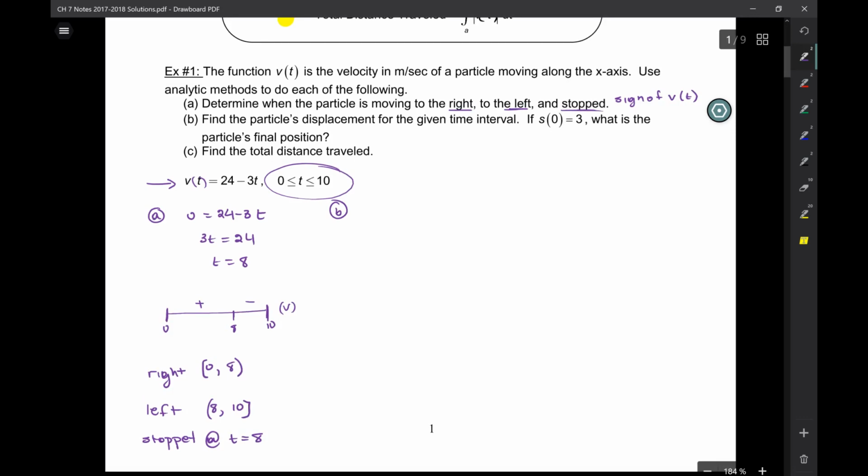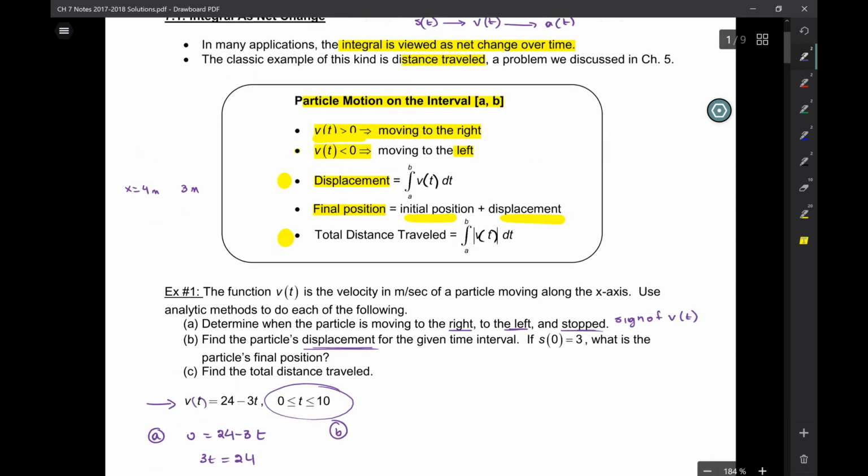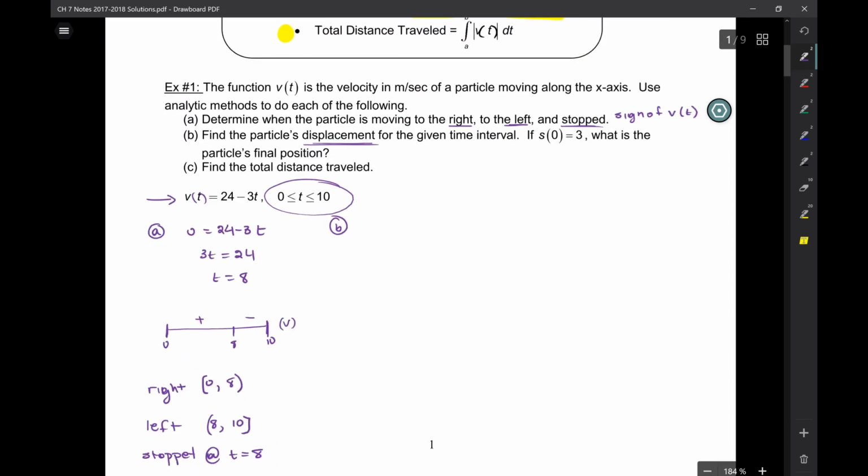Part B, we need to find the particle's displacement. And that's straightforward, because displacement is the integral of v of t from a to b. So that's just displacement equals the integral from 0 to 10 of 24 minus 3t dt. Okay?